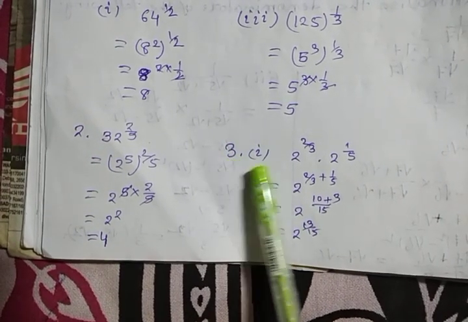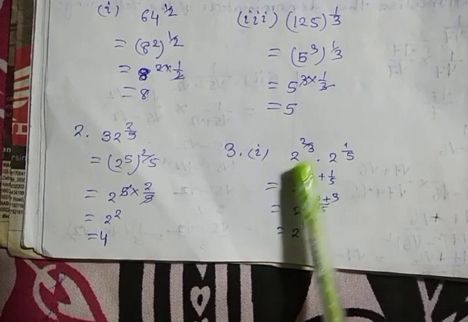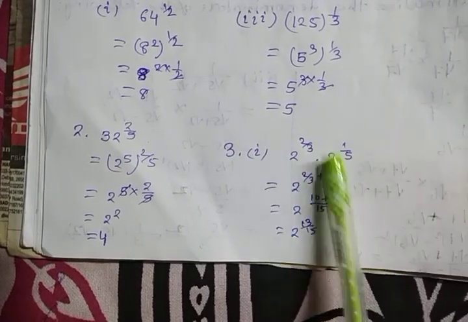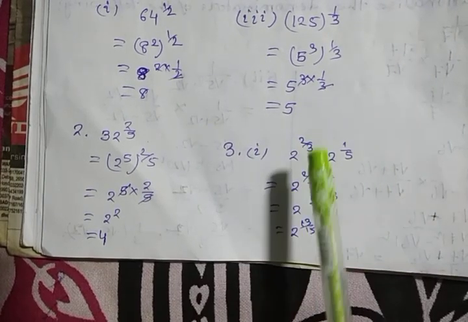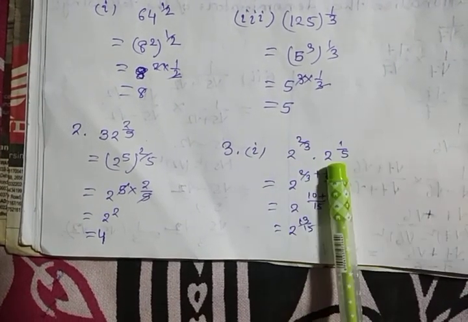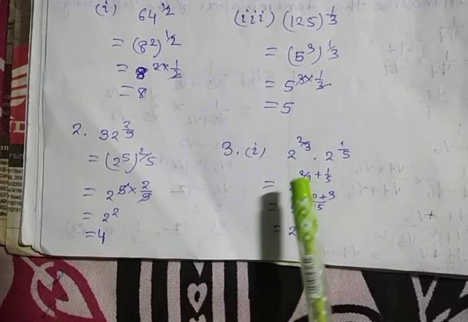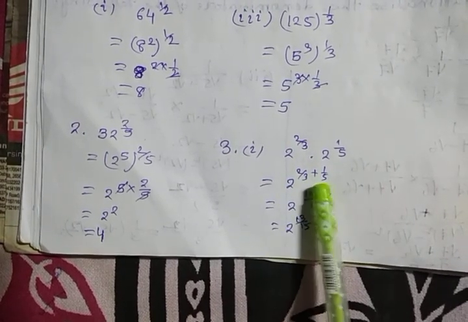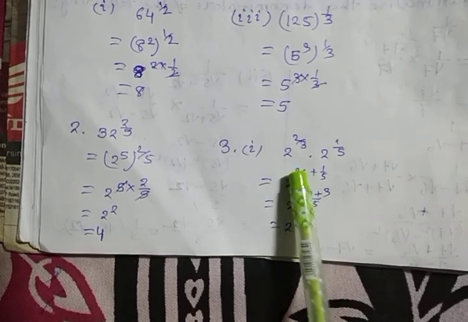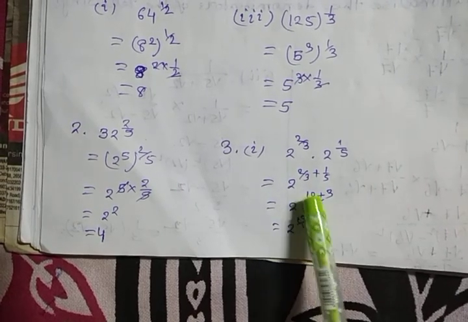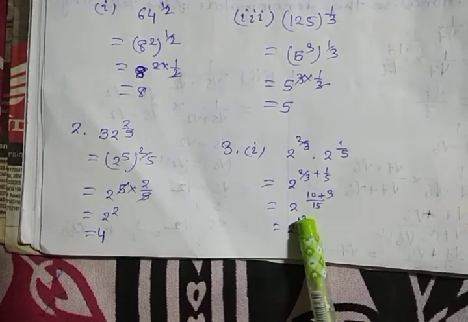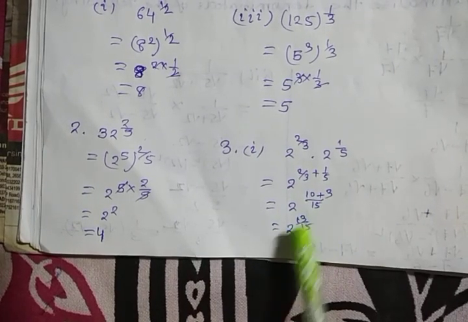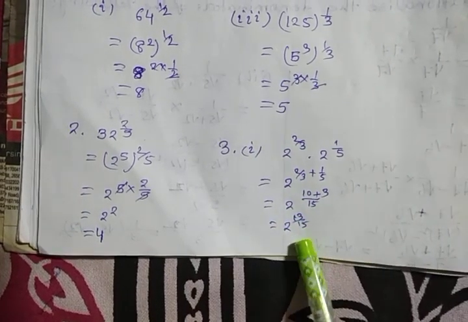Now number 3, Roman number 1. 2 to the power 2 by 3 into 2 to the power 1 by 5. So the base is the same, powers are different. If the base is same and it is in product, the powers we have to add. So 2 to the power 2 by 3 plus 1 by 5. The LCM of 5 and 3 will be 15. 3 divided into 15 is 5, 5 times 2 is 10. 5 divided into 15 is 3, 3 times 1 is 3. So 10 plus 3, so 13. So 2 to the power 13 by 15. This will be the answer.